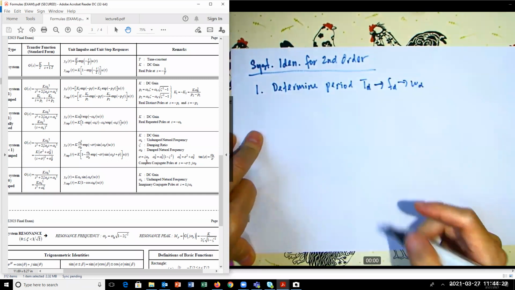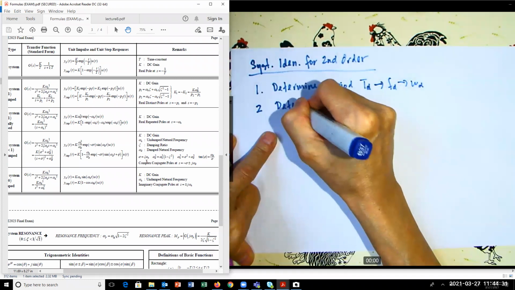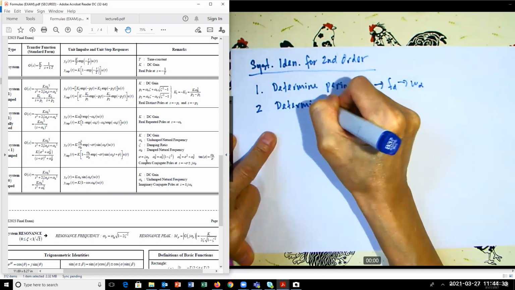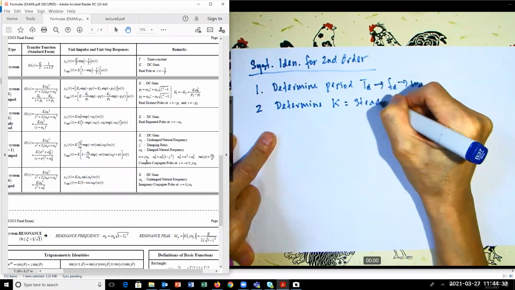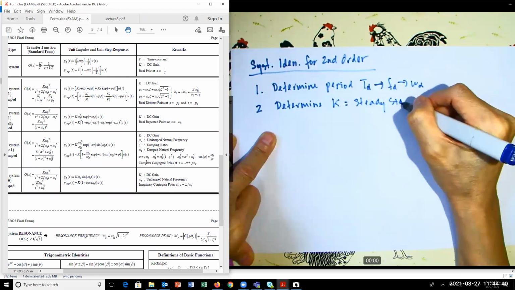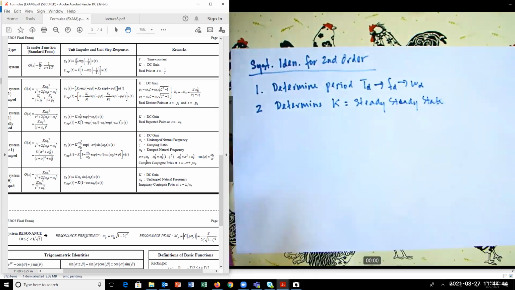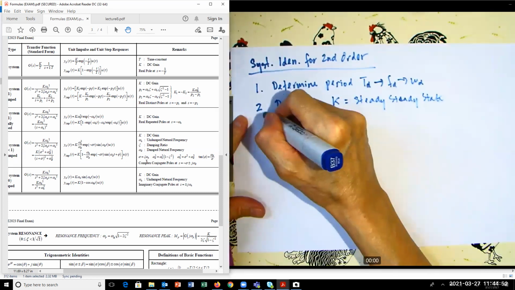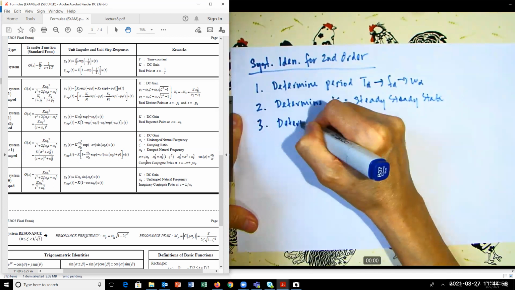Number two, determine K, which is equal to the steady state. This is the easy one, because that's where you have the steady state K. Step three is the complicated one: determine sigma.